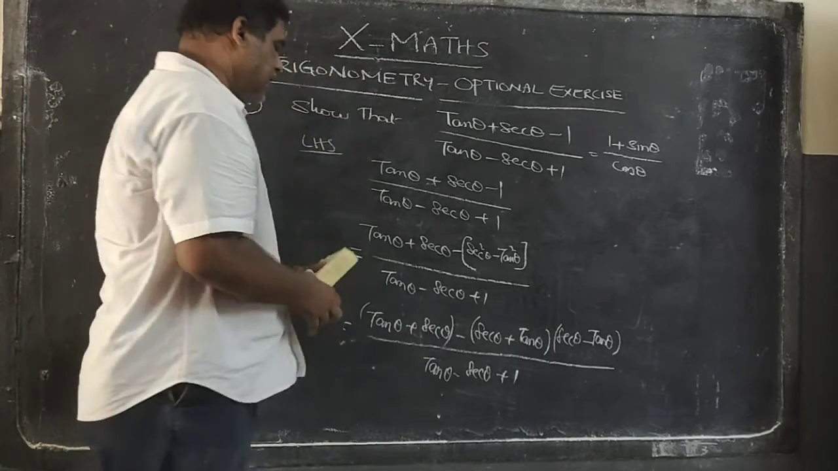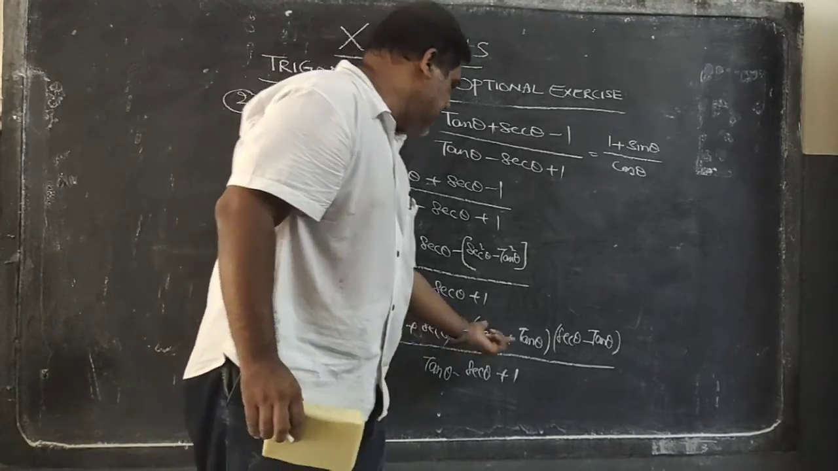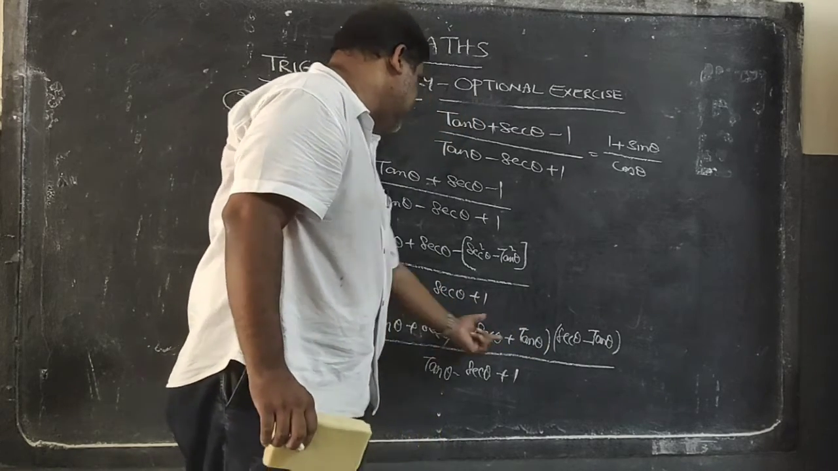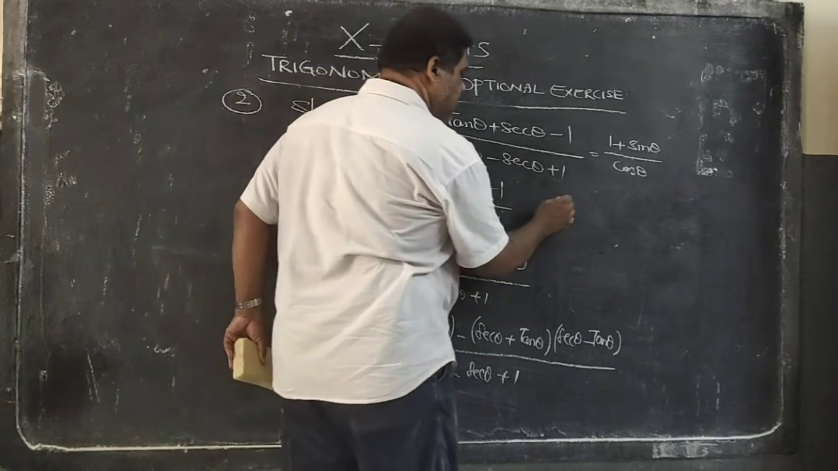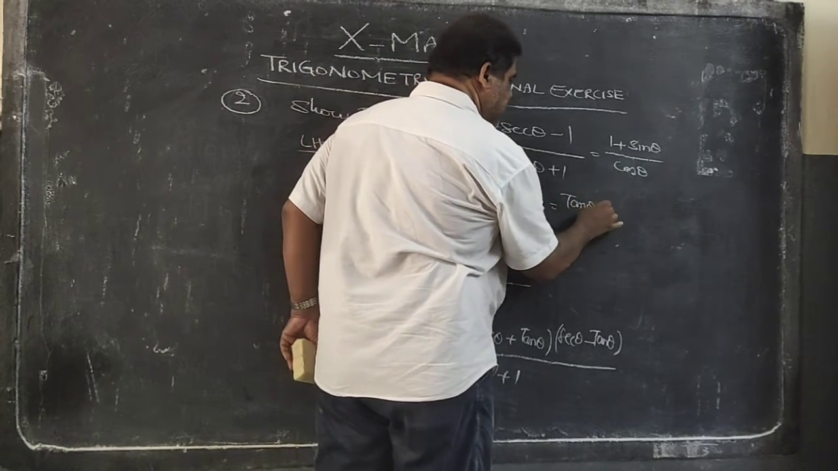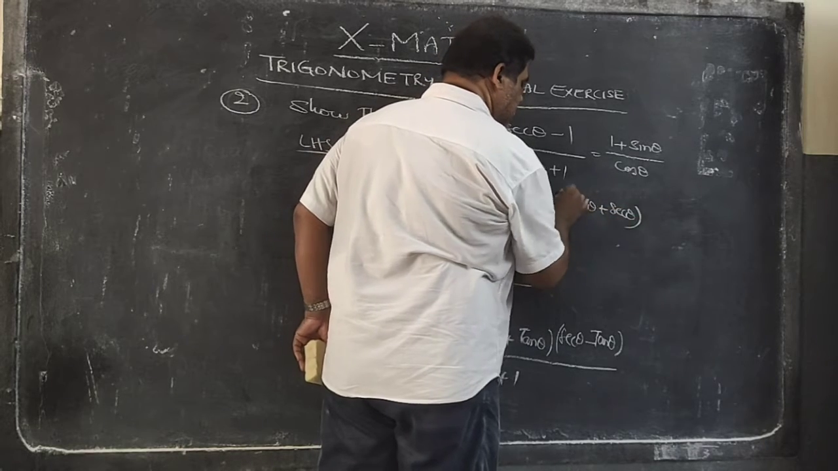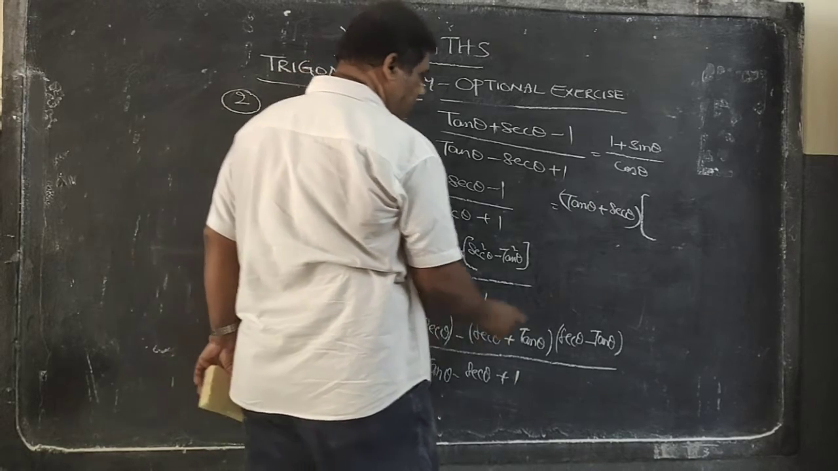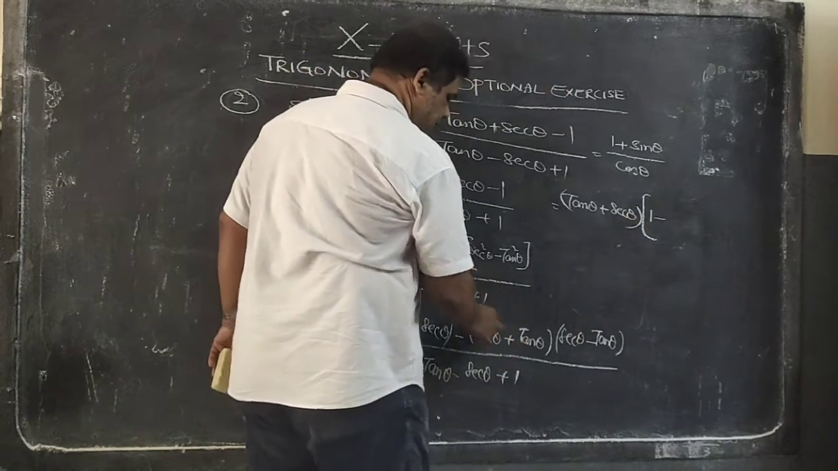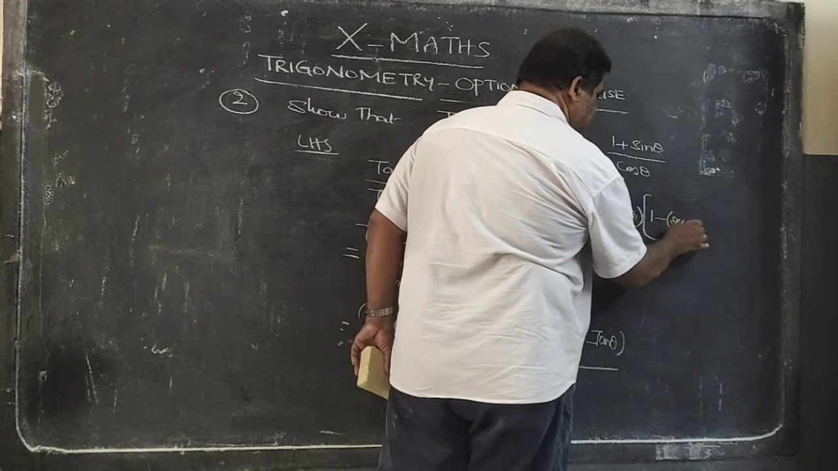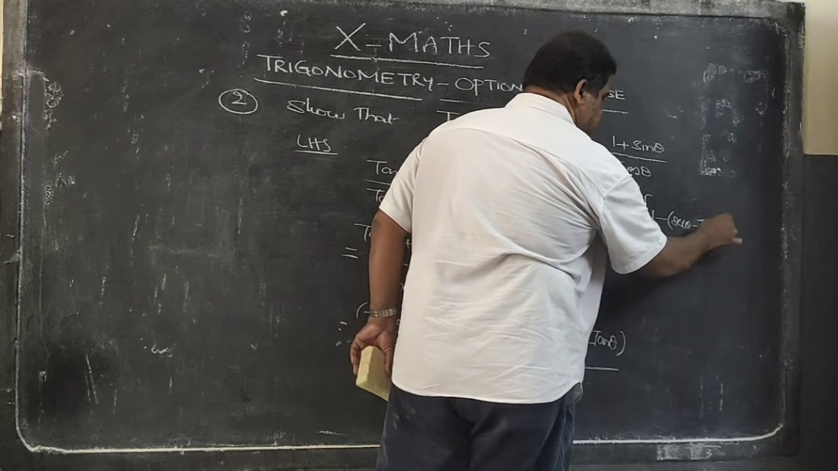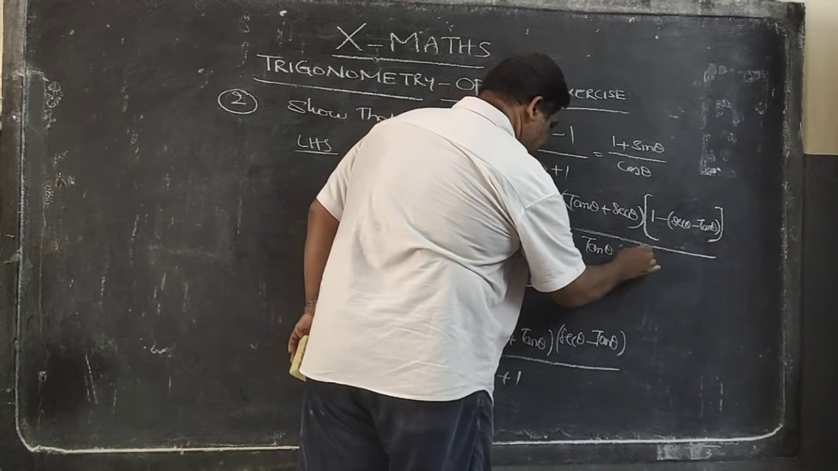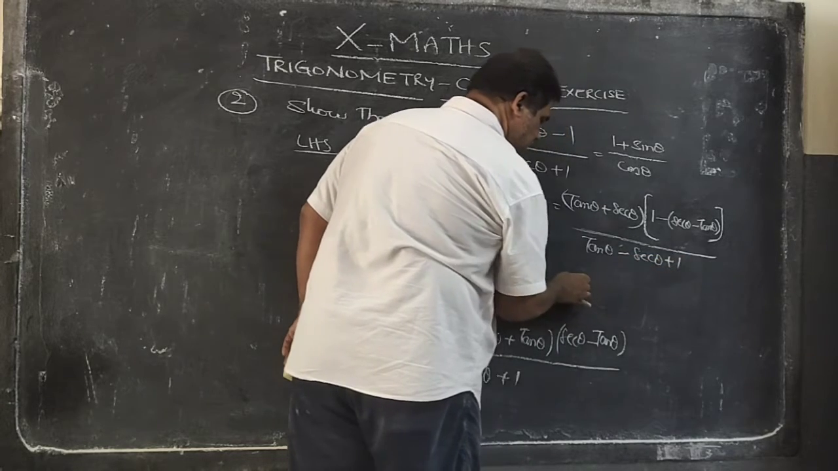Now here tan theta plus secant theta is there, here also tan theta plus secant theta is there. In both the terms tan theta plus secant theta is present, so we can take it common. So it is tan theta plus secant theta, you take it out. Here you will get 1 minus, this is taken out, so it is secant theta minus tan theta, by the denominator as it is, tan theta minus secant theta plus 1.